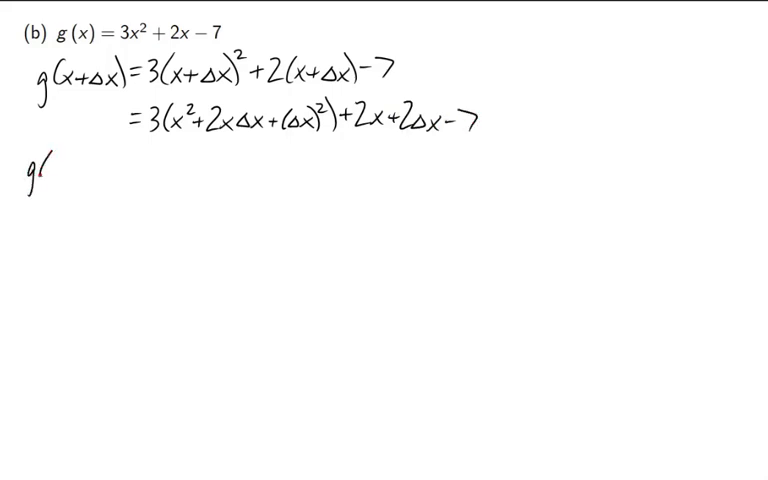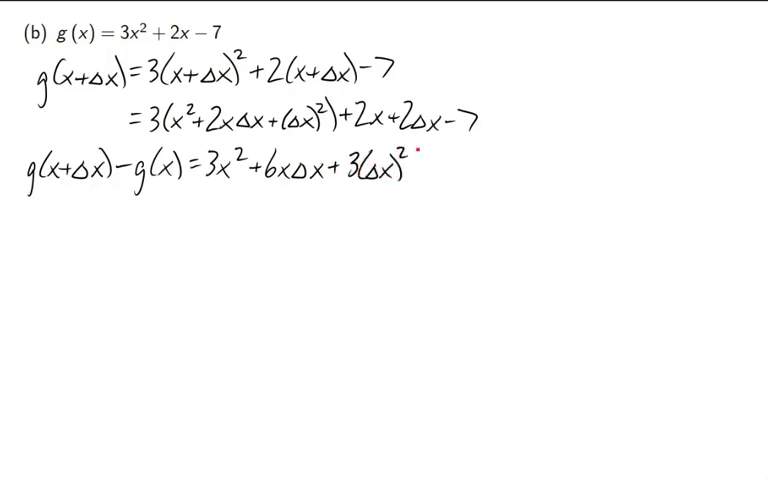So then g of x plus delta x minus g of x, the numerator now. Let's go ahead and simplify this in the process. Start with this part: 3x squared plus 6x delta x plus 3 delta x squared plus 2x plus 2 delta x minus 7, minus the original function, 3x squared plus 2x minus 7. Now the same cancellation occurs here.